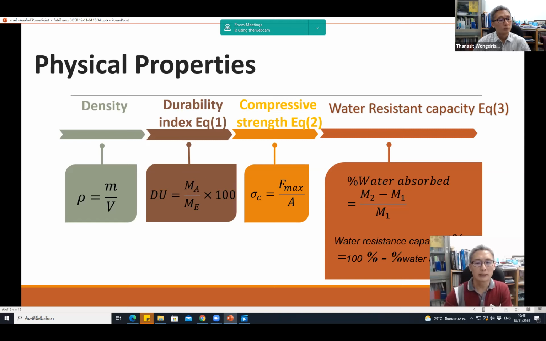Force max was the maximum force used, in kilograms, and A is the area of the compression area in the case. The water resistance capability of the briquette was determined by submerging the briquette in a container filled with water, where M is the mass of the briquette, M1 is the initial weight before immersion, and M2 is the final weight after immersion. Then the water resistance capacity was calculated following equation 3.